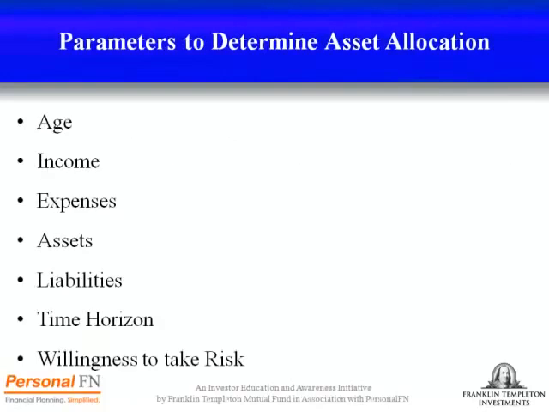But the next question that arises is, how is asset allocation determined? So let us take a look at some key parameters that you should use while determining your asset allocation. Asset allocation can be determined on the basis of the following factors: age, income, expenses, assets, liabilities, time horizon, and willingness to take risk. Let's take up each of them in more detail.